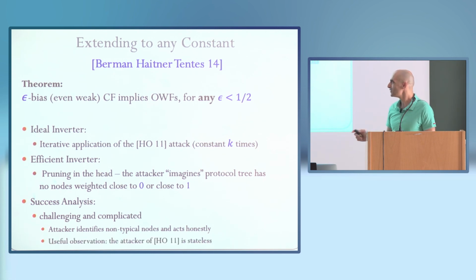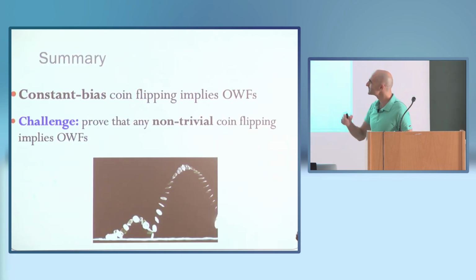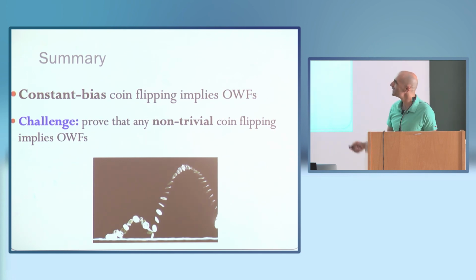Okay. I won't say two things. I'll say thank you. So to summarize, they showed that any constant bias coin flipping implies one-way functions, and the challenge is to close the gap to any non-trivial coin flipping.